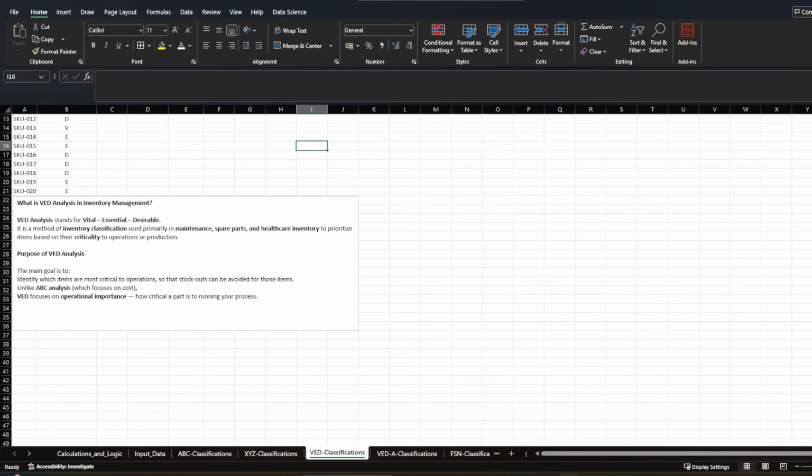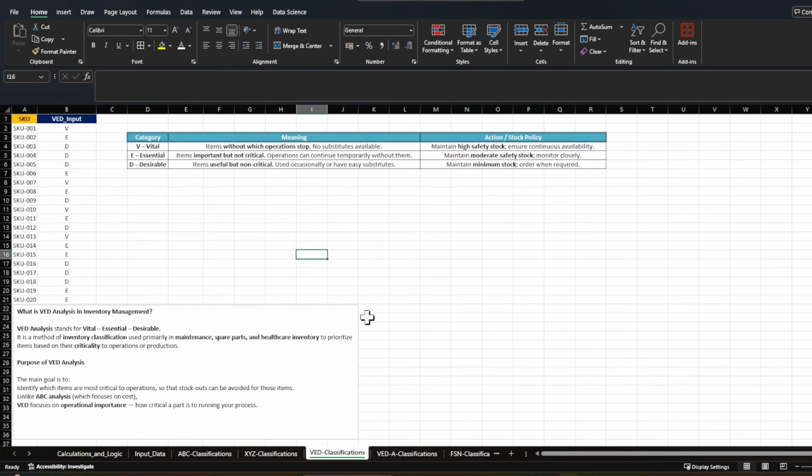And unlike ABC analysis, which focuses on cost, VED focuses on operational importance, that is, how critical a part is to running your processes. So V is the vital. It means items without which operation stops and you have no substitute available. So these are vital for your factory to run. And the policy for these kinds of items is that you need to maintain high safety stock and ensure continuous availability. You cannot afford stock out on these kinds of items.